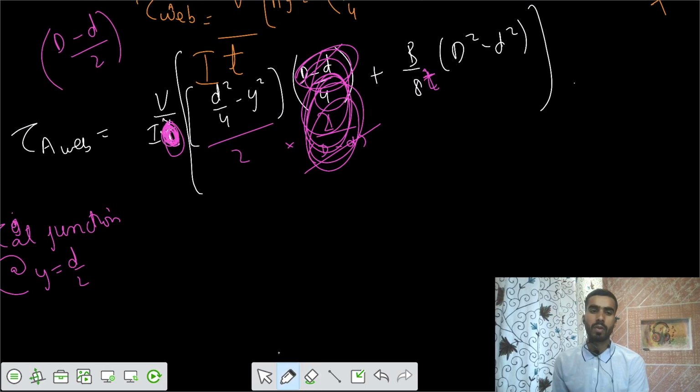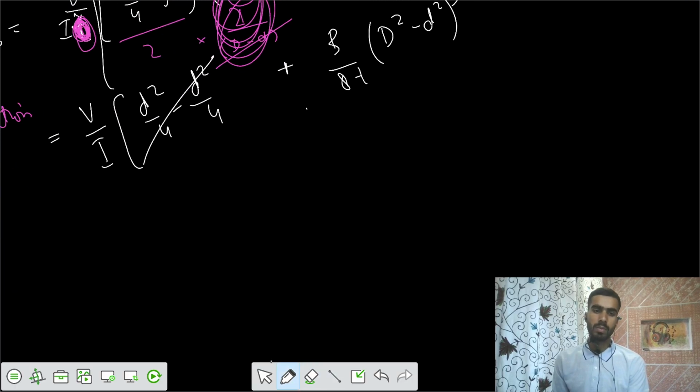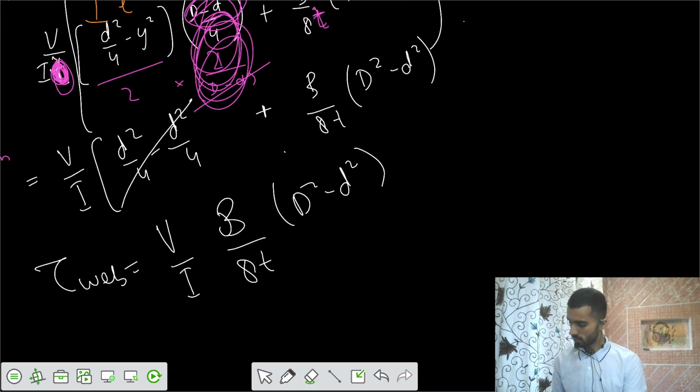Now if you substitute the value of y equals d by 2, that means your shear stress would be equal to V by I, d square by 4 minus d square by 4, then plus b by 8t, d square minus d square. So this one is 0. So you are left with the final value of shear stress in the web part, which would be equal to V by I, then b by 8t, d square minus d square. So you got this part.